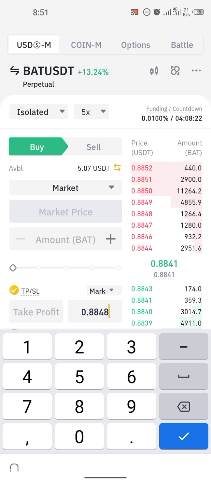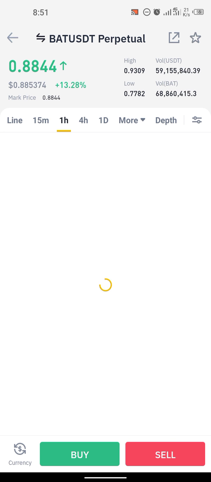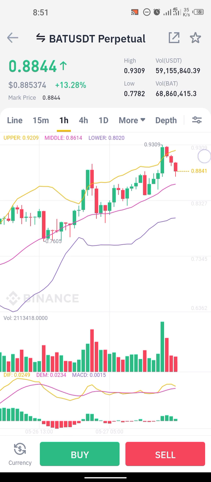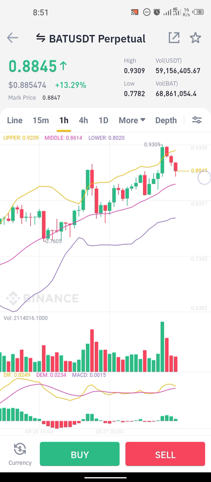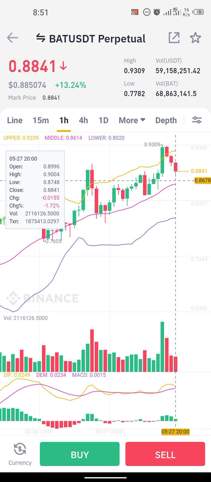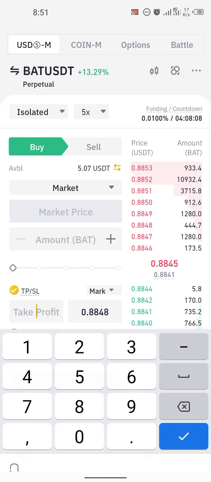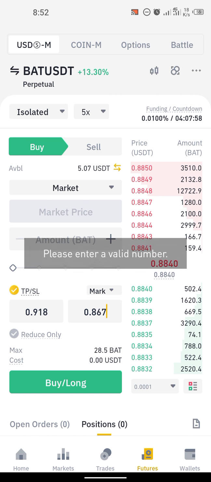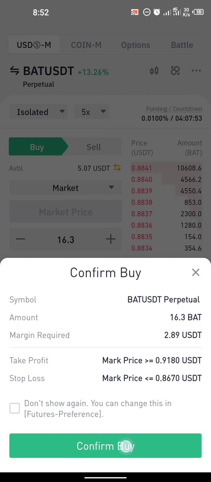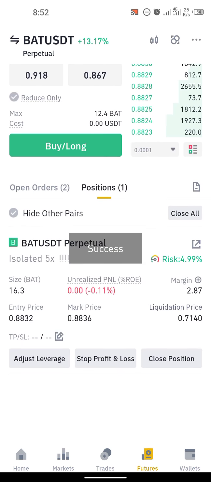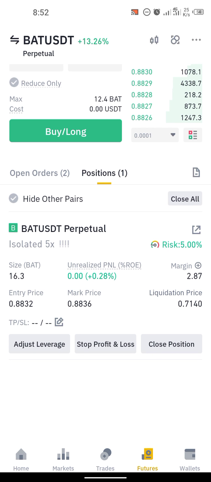So let's go to our chart. Let's say I'm taking 0.9108, let's say 0.918, as my take profit and 0.867 as my stop loss. Okay, I've not selected the percent. Let's just go here and we buy. Okay, so right now we find ourselves in this trade.